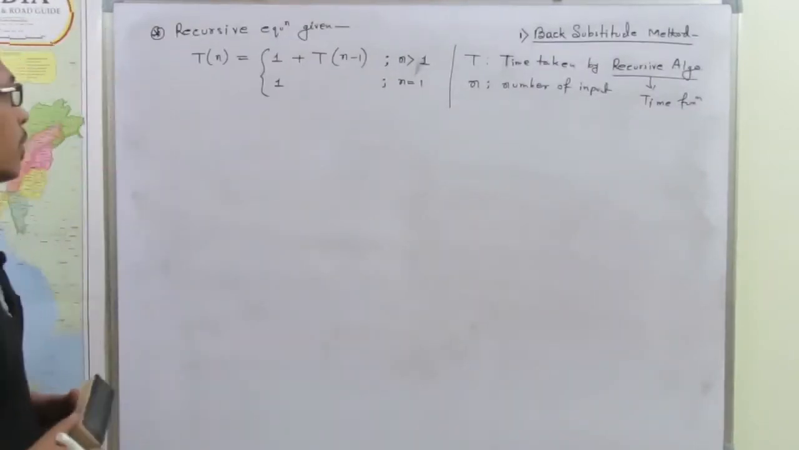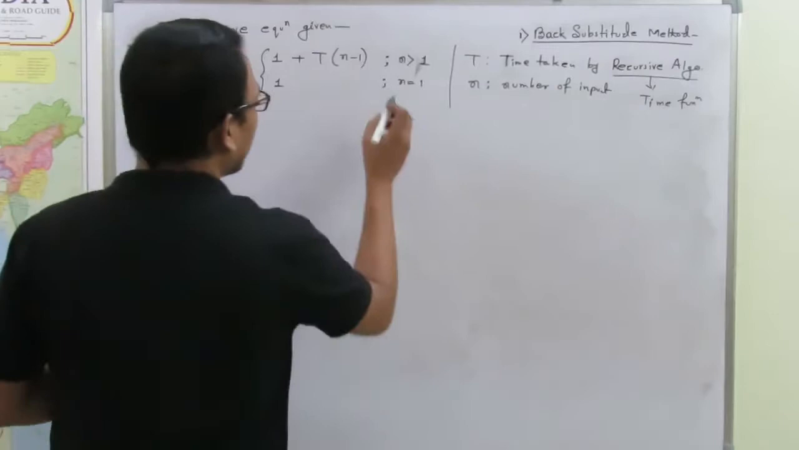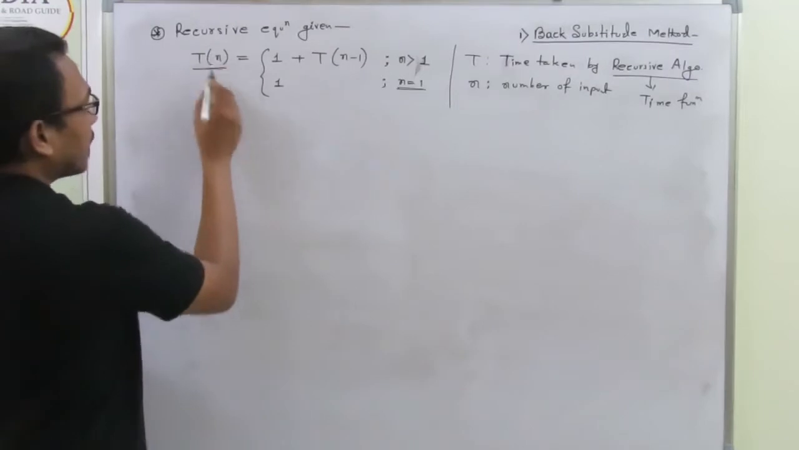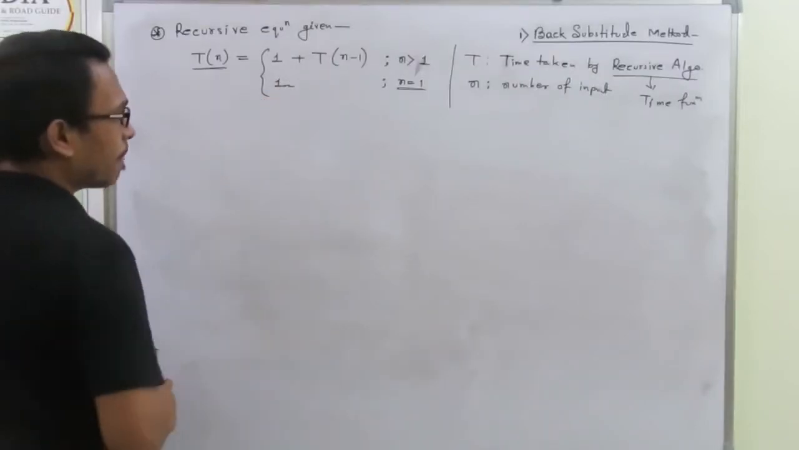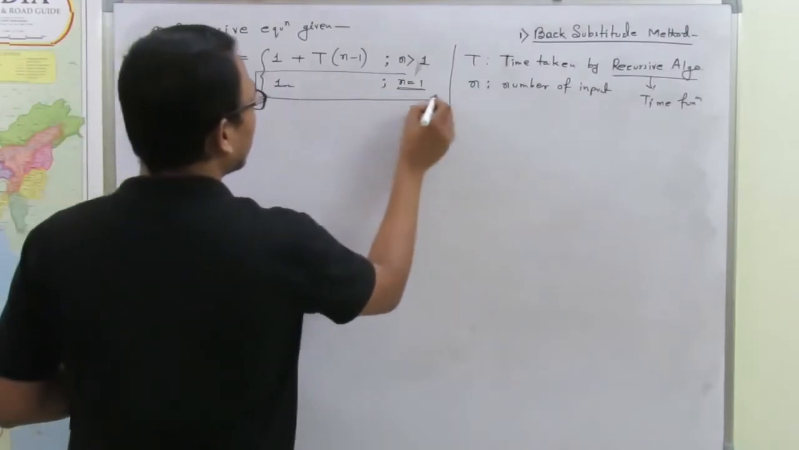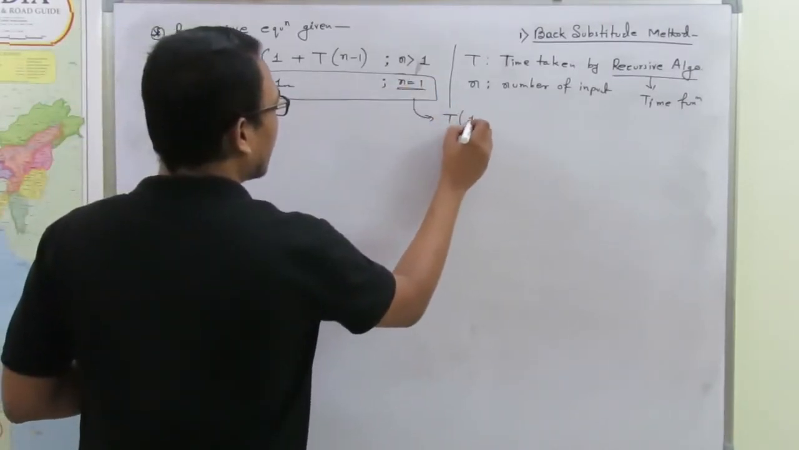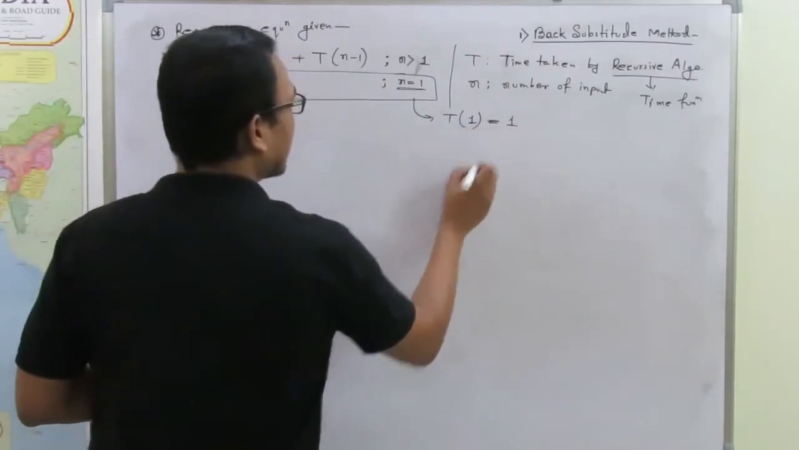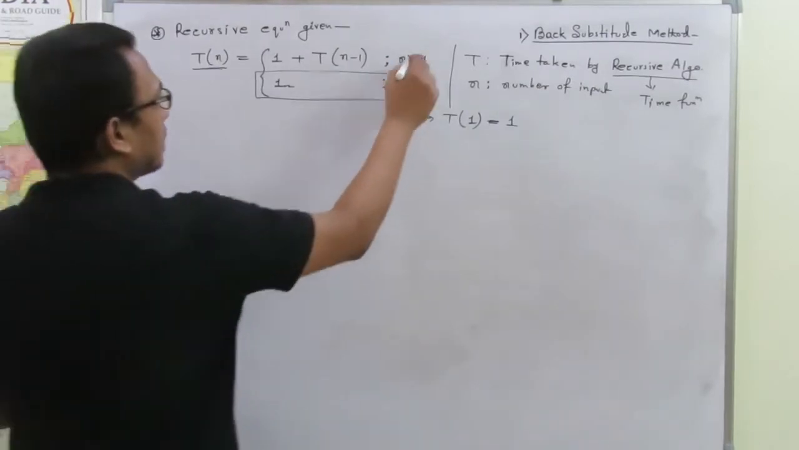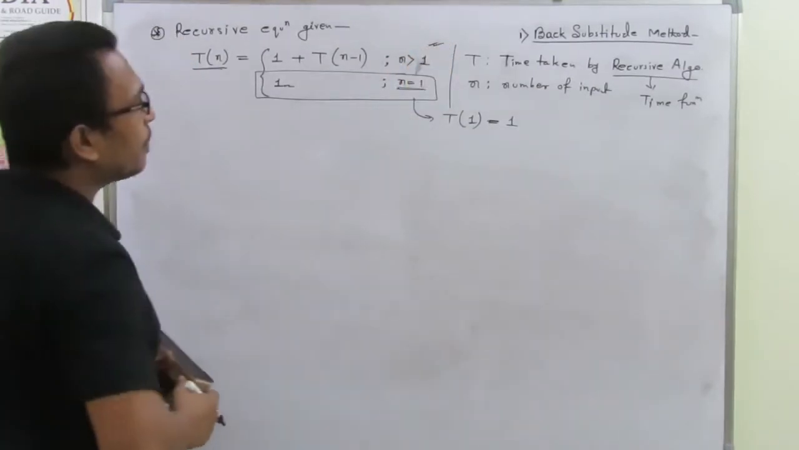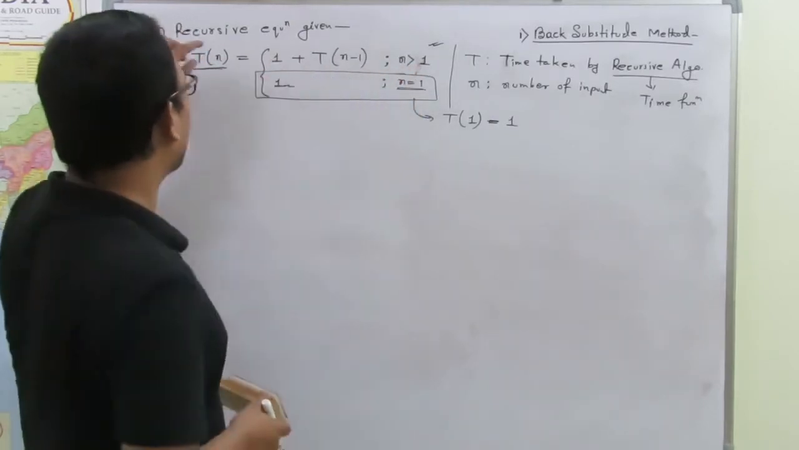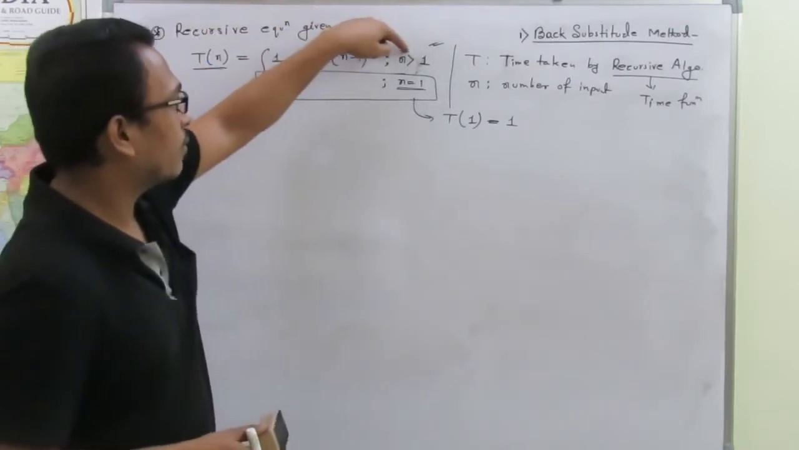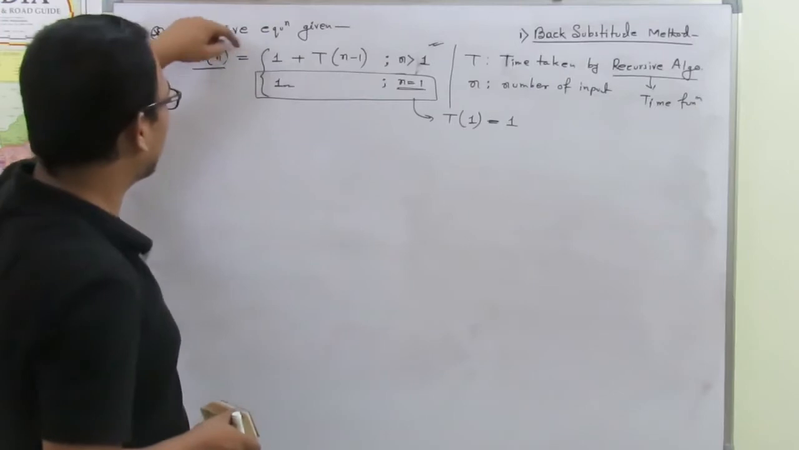Now look at here. What does this mean? This means whenever the number of input is 1, at that time the time taken by this function is constant time, that is only 1. Whenever the number of input is greater than 1, at that time the time taken by this function is this one.